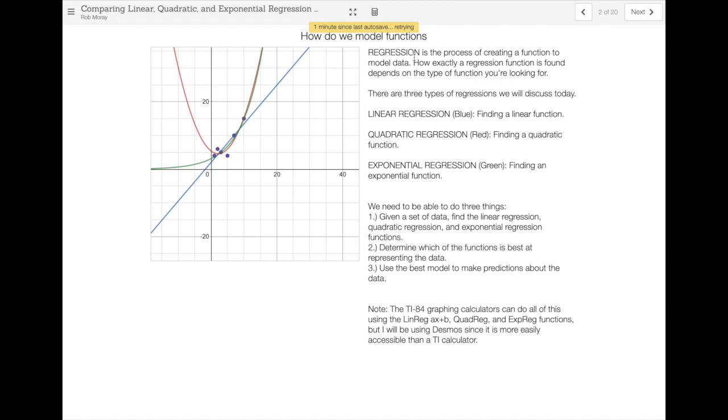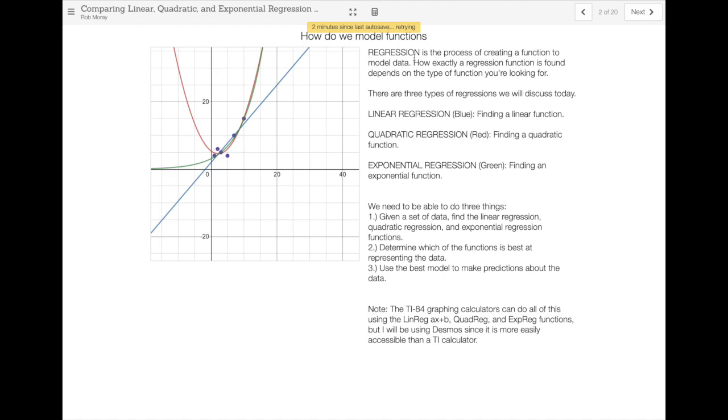So essentially, with regard to regression, we need to be able to do three things. One, given a set of data, we need to be able to find the three types of regression functions. And for that matter, you need to be able to, if I give you a table of data, explain to me how to put it in and find and write any type of regression function. Okay, but right now we're going to focus on linear, quadratic, and exponential. Now, the next thing you need to do is, based on your analysis of the graph and certain statistical values, determine which of the functions is best at representing the data.